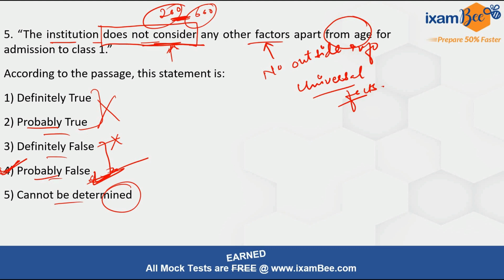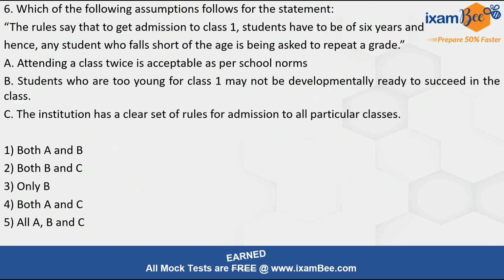If you were not able to understand, repeat that section again, listen again, and then you will reach an understanding of how we reach option 4 as the answer, right? So let's move on. Next one: which of the following assumptions follows for the statement? The rules say that to get admission to class 1, students have to be 6 years old, and hence any student who falls short of the age is being asked to repeat a grade, right?